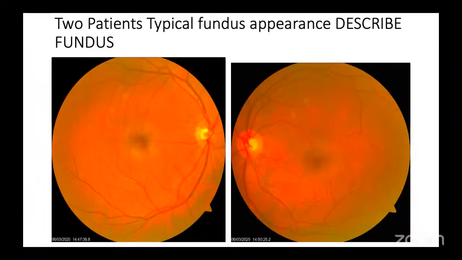So this is actually a very typical picture of parafoveal telangiectasia. This is MacTel type 2, macular telangiectasia type 2, which is usually bilateral and acquired in onset in adult age. So these are very typical pictures you should be able to diagnose in the OPD and the exams, because these are quite common cases.